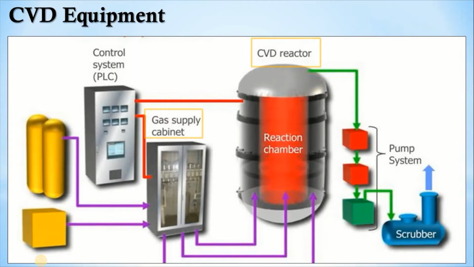In a typical CVD process, the substrate is exposed to one or more volatile precursors which react and decompose on the substrate surface to produce the desired deposit. During this process, volatile byproducts are produced, which are removed by the gas flow through the reaction chamber. Whatever gas flows to the reaction chamber, we can remove those byproducts. So these are the equipment we are using in a CVD process.